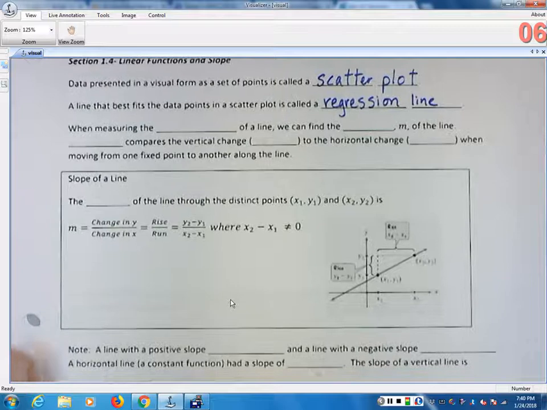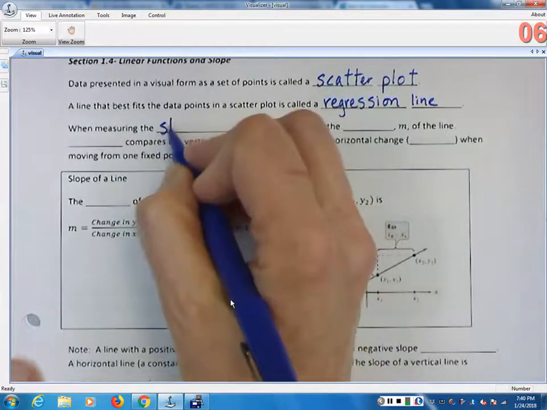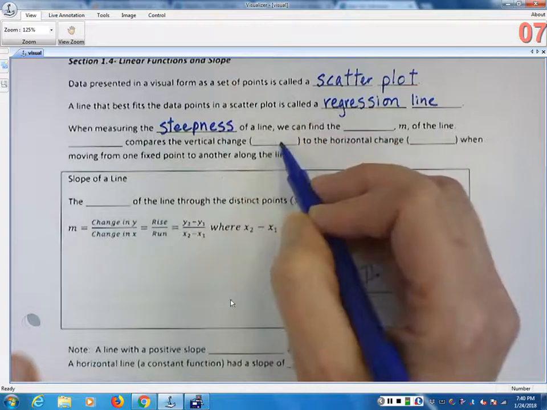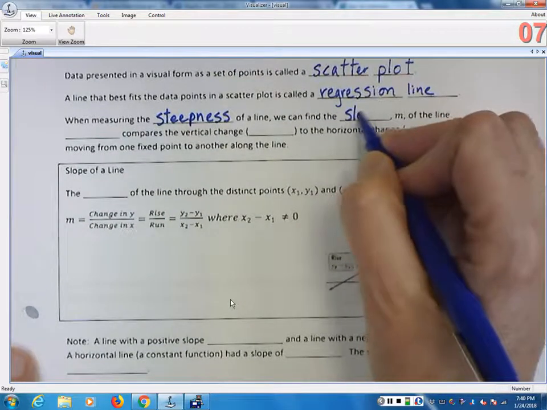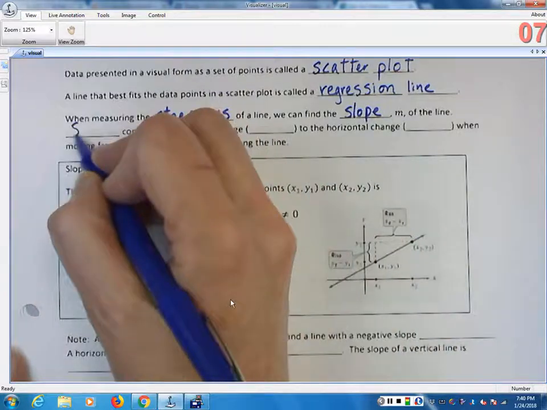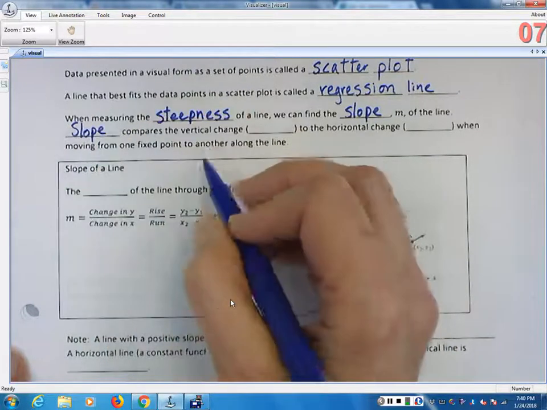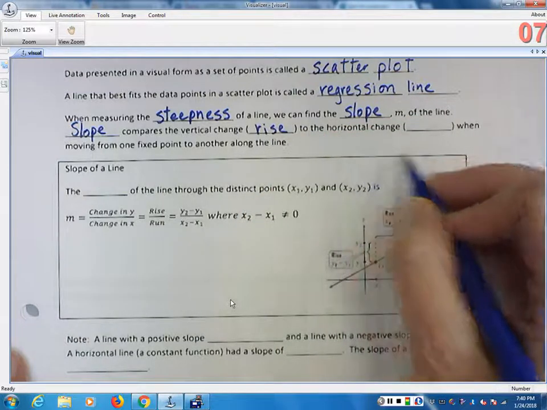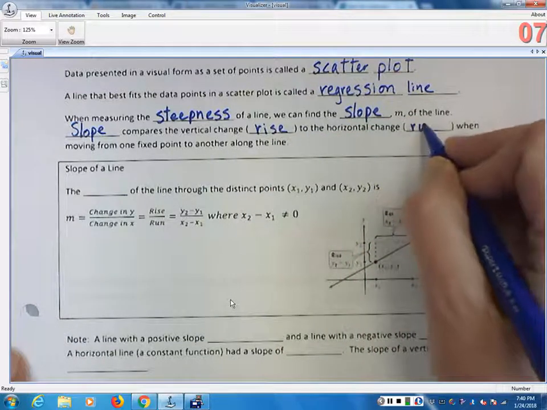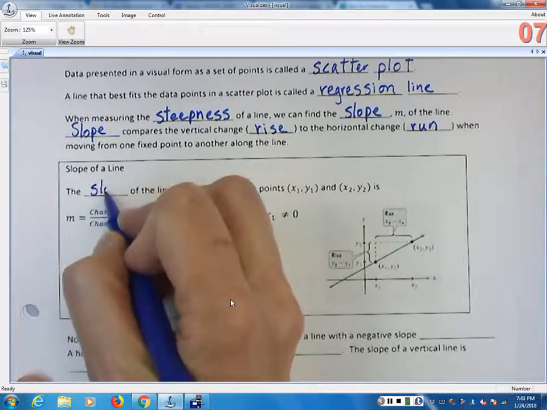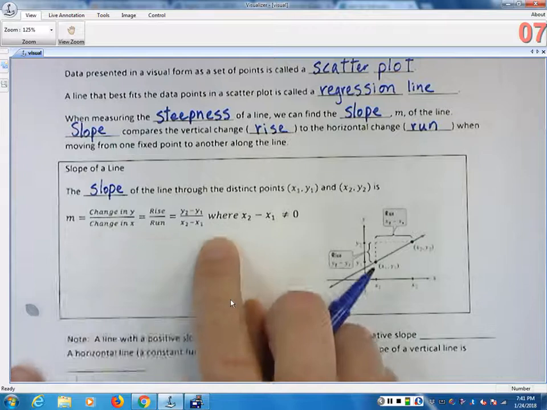And when measuring the steepness of the line, we can find the slope m of the line. Slope compares the vertical change, rise, to the horizontal change, run, when moving from one fixed point to another along the line. So here's the definition of slope. And you should be familiar with that.